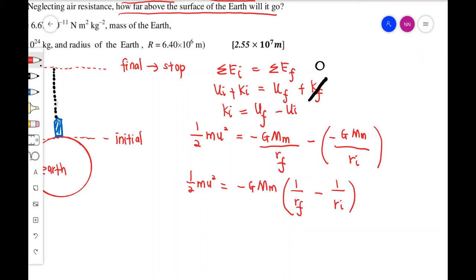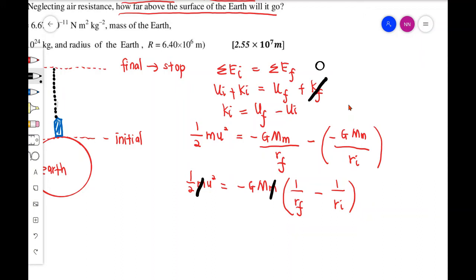Okay, so kita boleh cancel small letter m. Small letter m ni adalah mass of the projectile. Mass of the projectile dia tak bagi, so kita boleh cancel kat situ. Kita factorize tadi semua ni sebab kita nak cancel mass yang dia tak bagi tu.